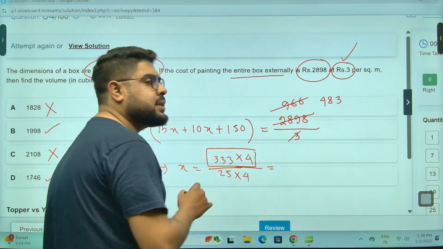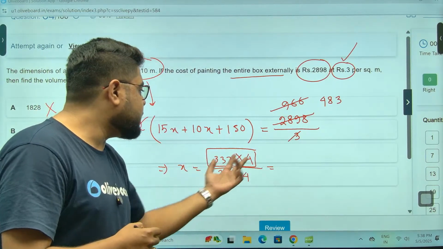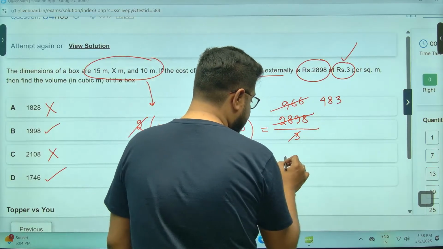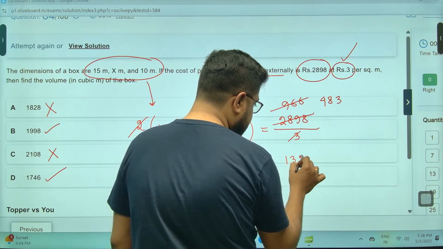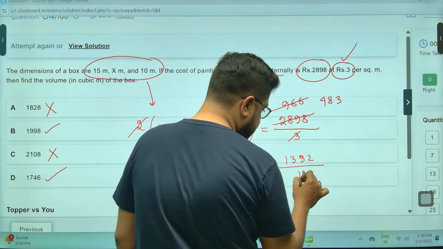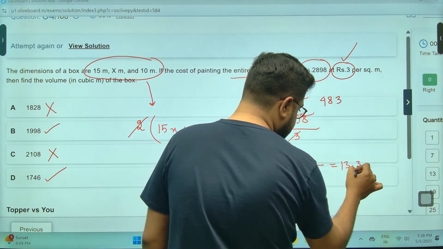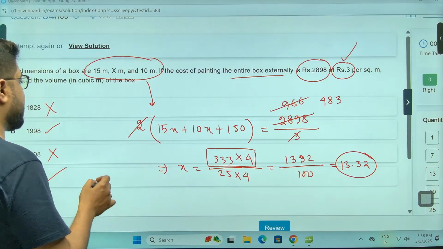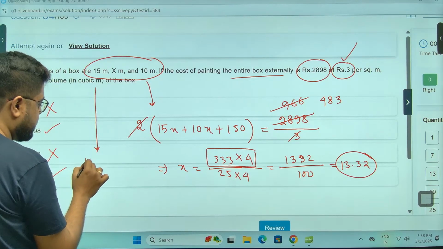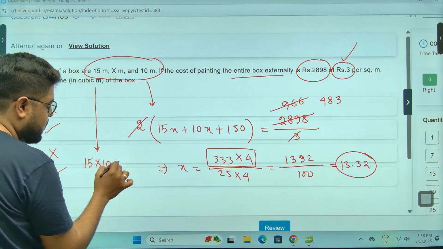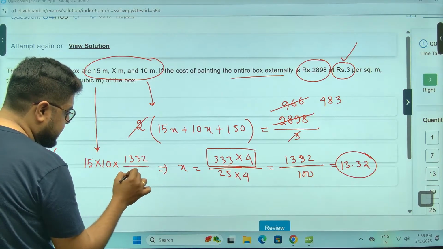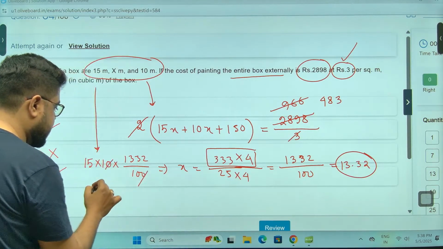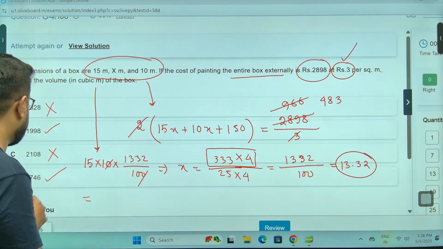So 333 into 4, sir. This is 1200, 120, like 12. So 1200 and 132. 1200 and 132 means 1332 by 100. Meaning, sir, 13.32. 13.32 is the value of X. So I need the volume. So 15 into 10 into 1332 by 100. So let's do one thing. Sir, 5 2s are 10.